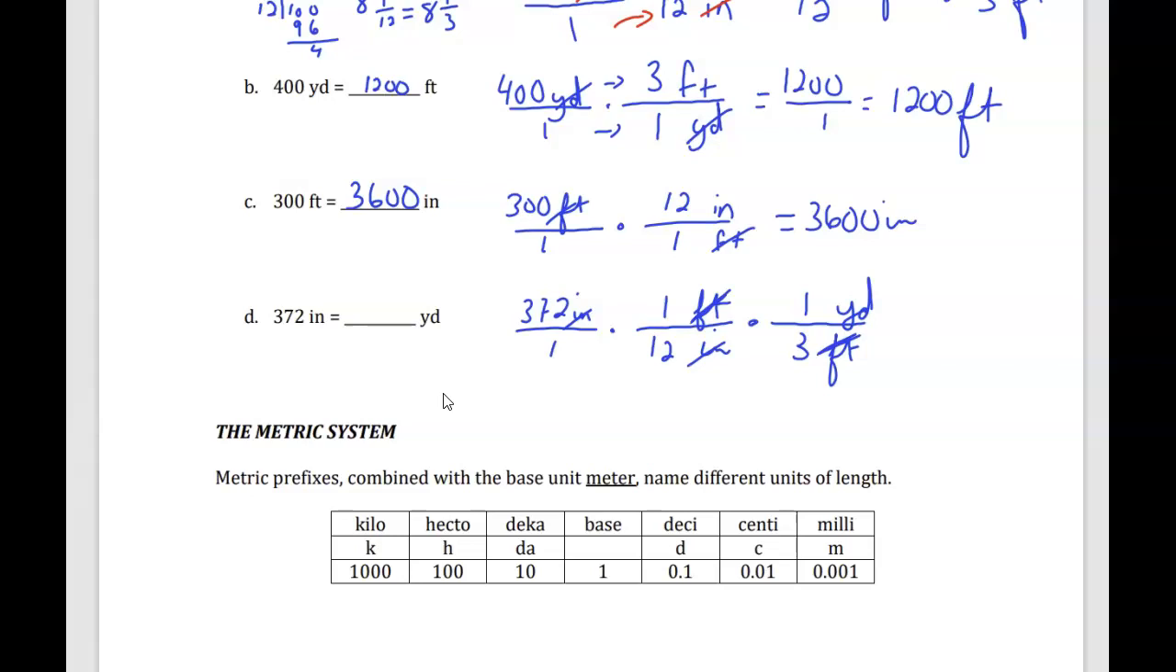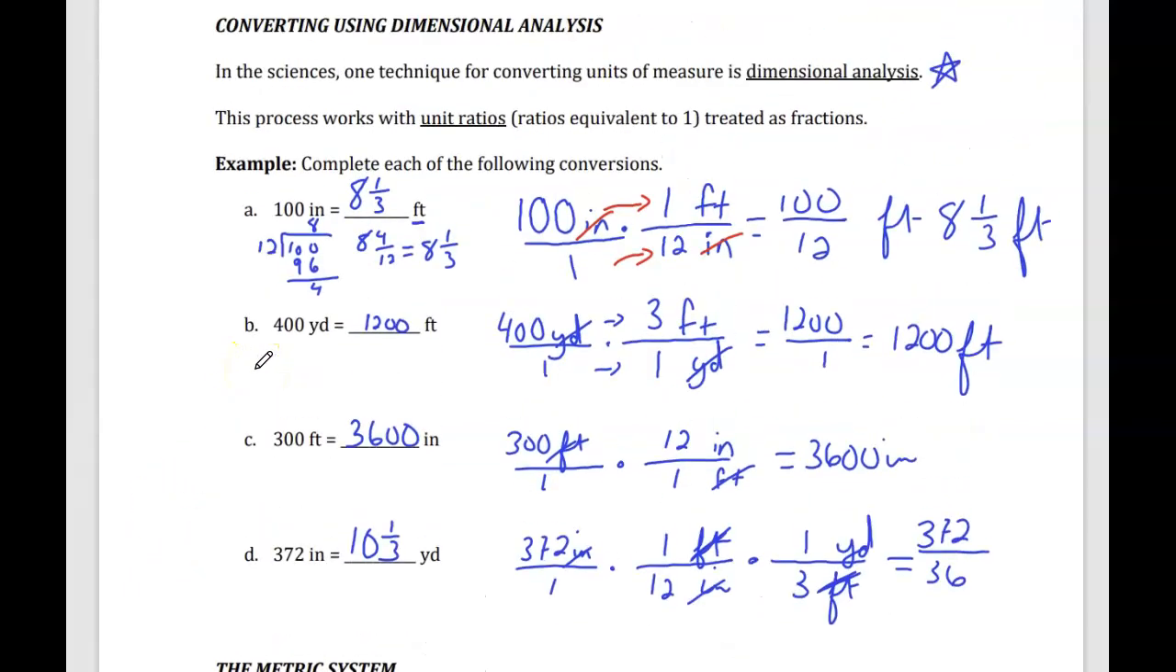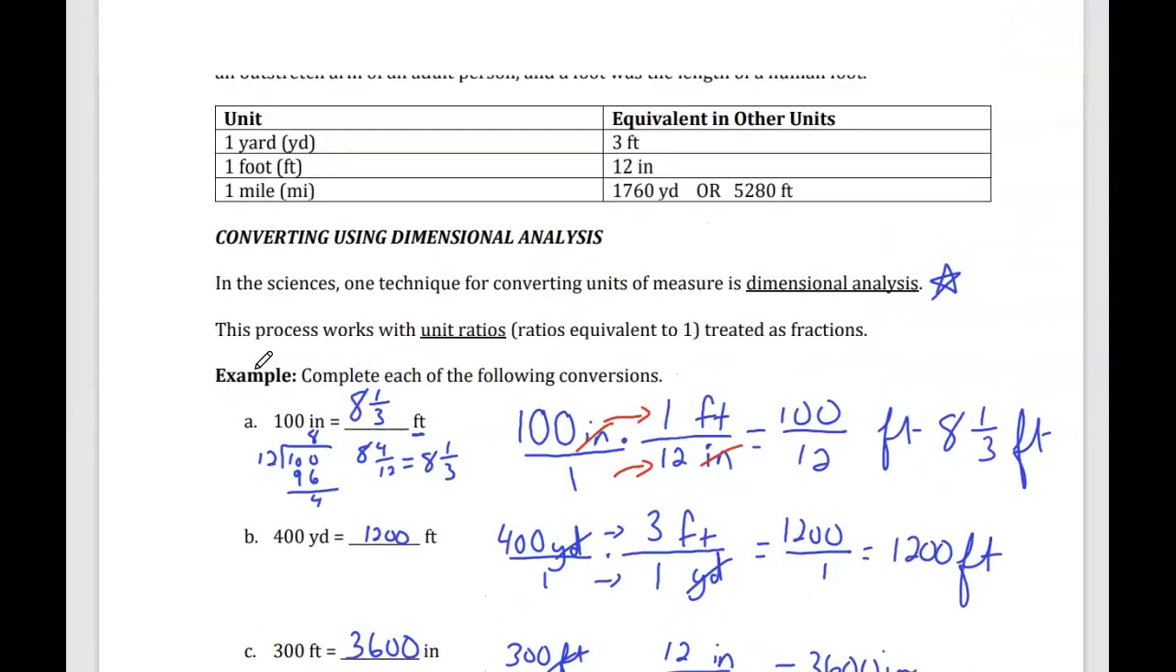So I put the inches on the denominator here, and I put feet on the numerator. And then I wanted to cross out the feet because I wanted to go to yards. So I put the feet on the denominator here and put the yards on the numerator. And I multiply straight across. So 372 times 1 will give me 372. 1 times 12 times 3 will give me 36. I divide that out and I simplify, and I will get 10 1/3 yards. So this is how you do conversions within the English system.